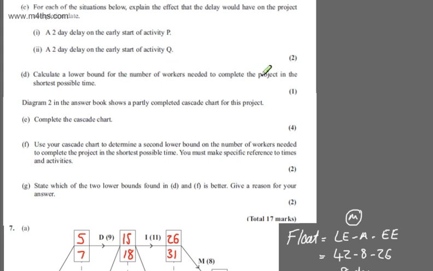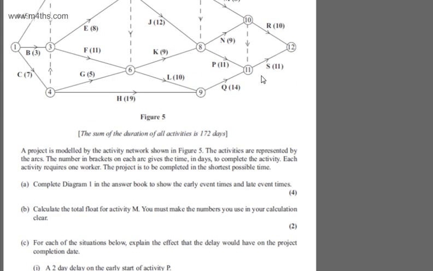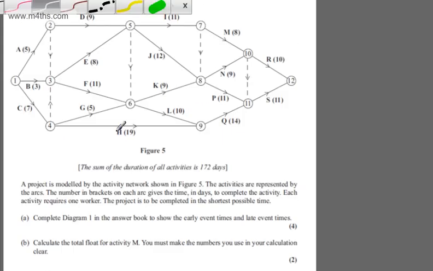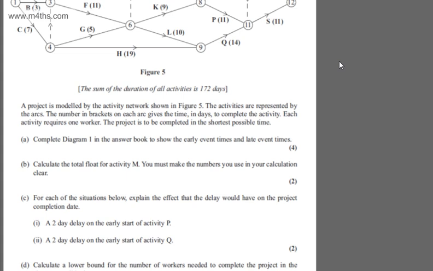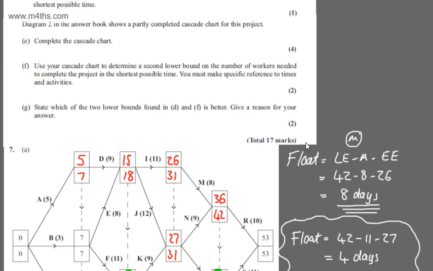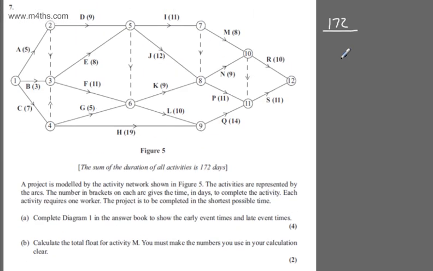Okay, now we need to calculate a lower bound for the number of workers needed to complete the project in the shortest possible time. So this is part D. All we do here, and they've been kind enough to work this out for us, we take now the total number of days, which is going to be 172, and divide it by the critical time. Now we've just got the critical time down here as 53. So all I'm going to do is do that. It's essentially the lower bound. Now this is the mathematical lower bound. It's mathematical, it's in theory. It's not always going to be the case.